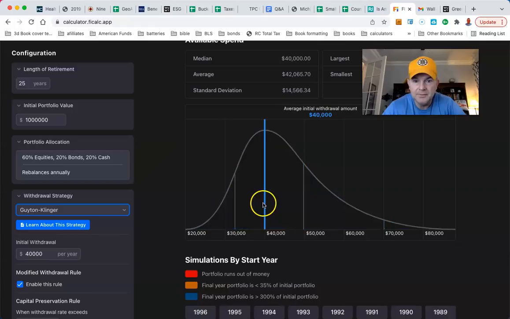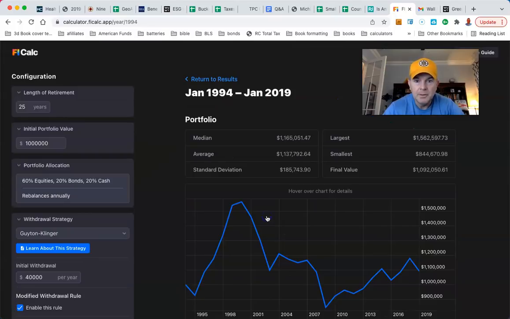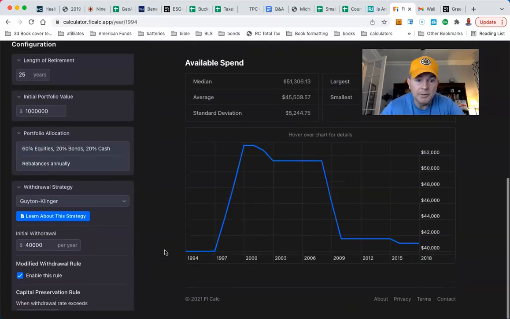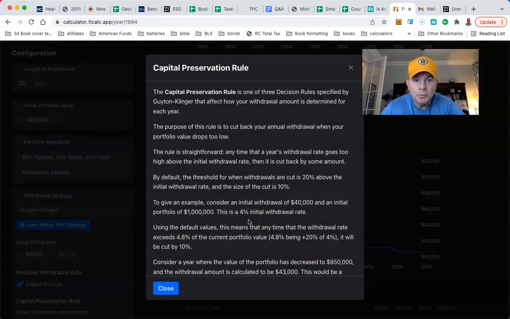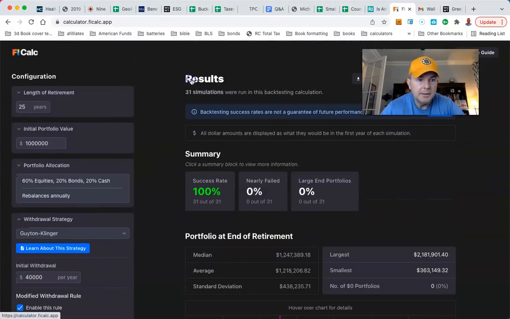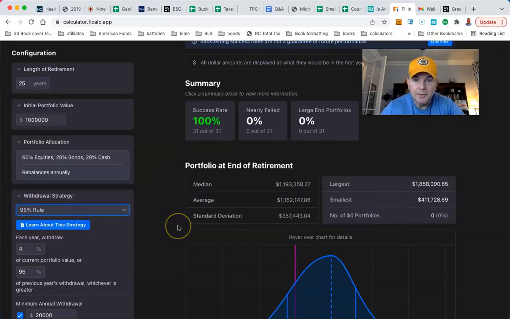Just look at this. 1 standard deviation, 2 standard deviations, 3 standard deviations. This is just fantastic. Let's hit what this does. You can even define different 25-year time frames. And whoever did this, you are the man of the hour, my friends. Whoever wrote this, this is fantastic. You can do a capital preservation rule, one of the 3 decision rules by Guyton. Okay, yeah, we talked about that. It's just phenomenal. I don't even know what this 95% rule is.